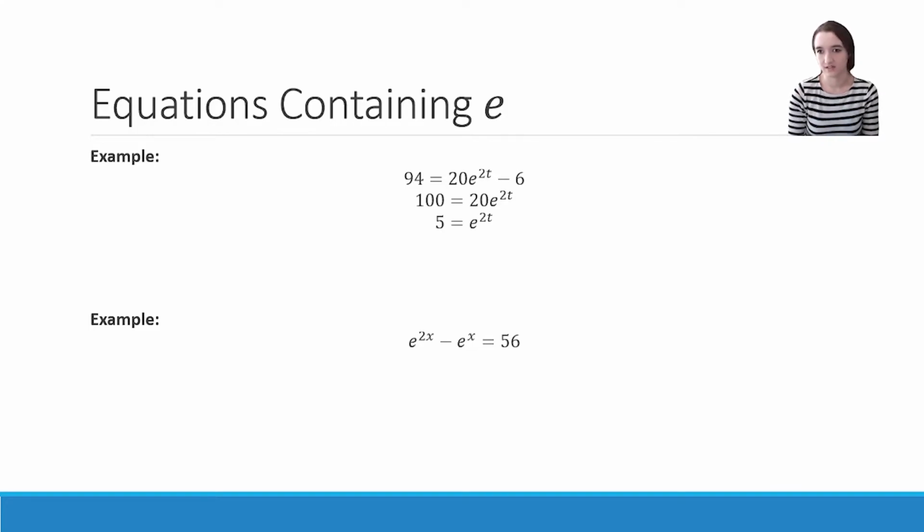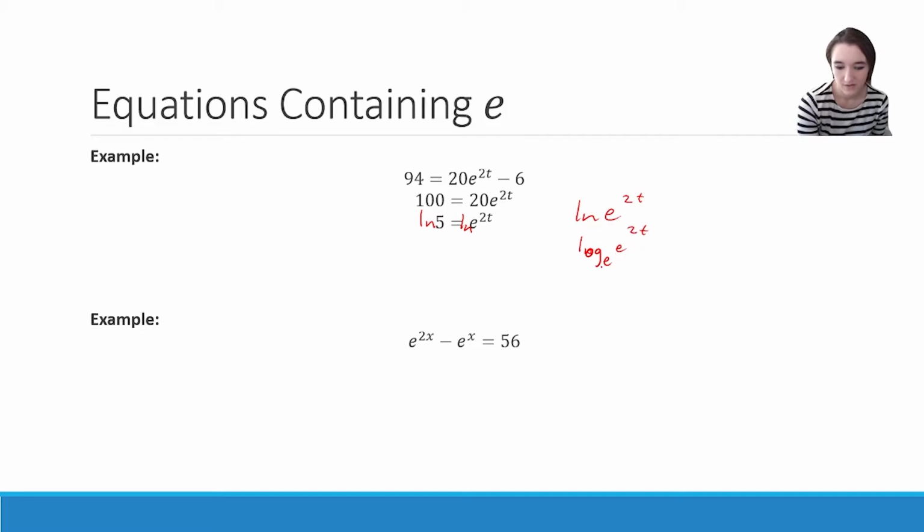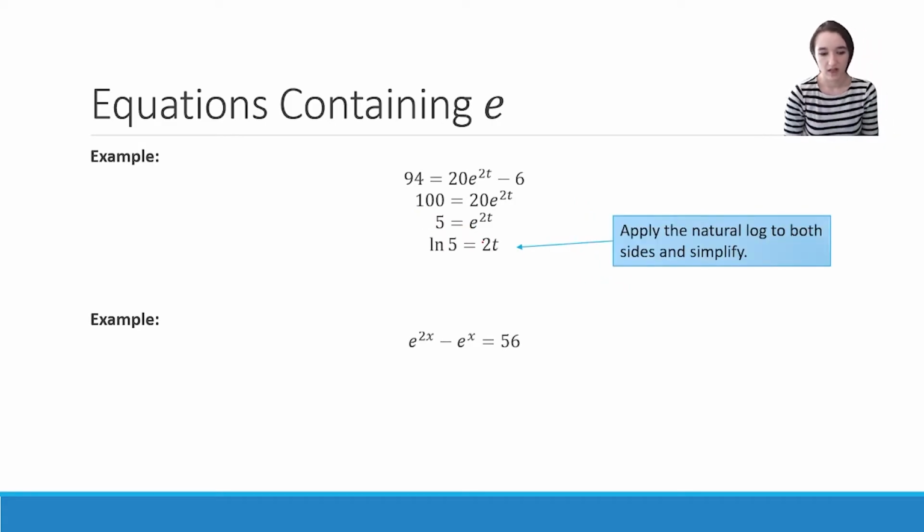So once I've isolated this e to the power, I can then use my logarithm, my natural logarithm on both sides. So I'm going to take ln of 5, ln of e to the 2t, but remember, well, ln of e to the 2t, that's technically saying log base e of e to the 2t. When we have the same base, they cancel out, and so we get just ln of 5 equals 2t.